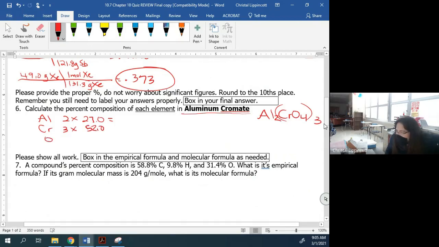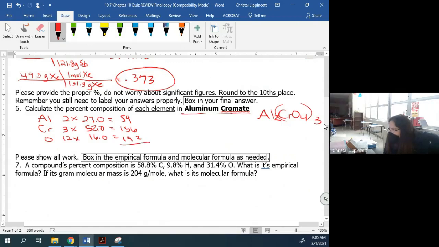And my oxygens, I got that memorized. 12 times 16. I've got 12 here because I have to distribute through the parentheses. So 3 times 4 is 12 times the 16 off the periodic table. Okay, so 27, so this is 54 here. 3 times 52 is 156. And my oxygen is 192.